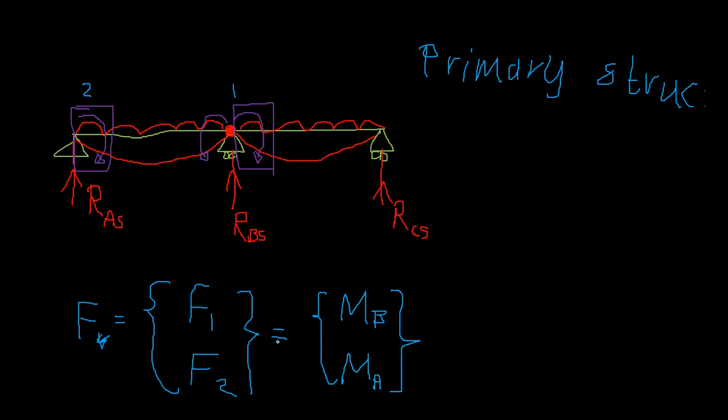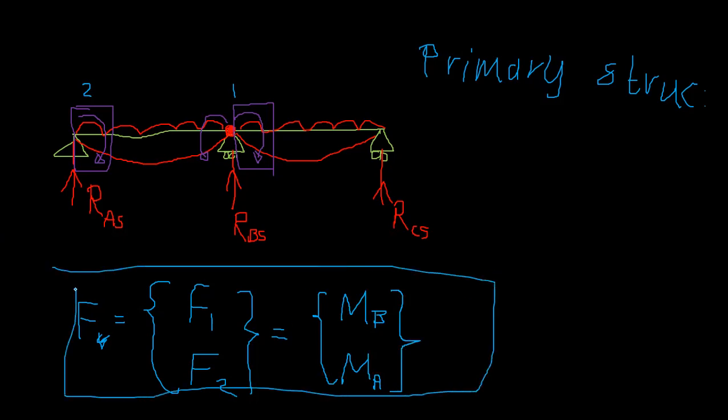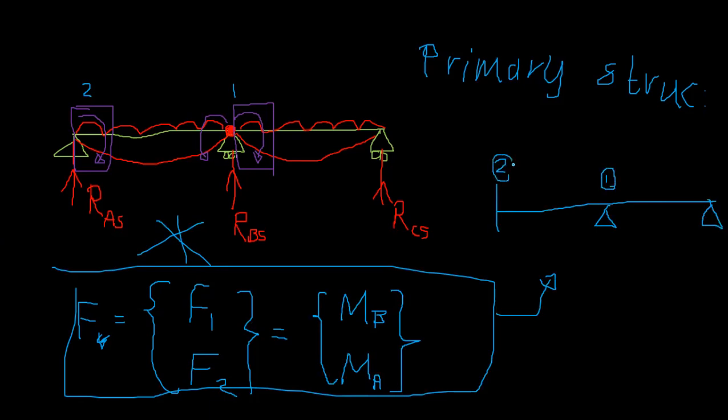This is the actual one in the primary structure. This is for the actual structure, not for that. This is the first coordinate, this is the second coordinate. I have drawn it here for your convenience to understand. Here the bending moments are 0. You can see MB is 0, and this is 0.